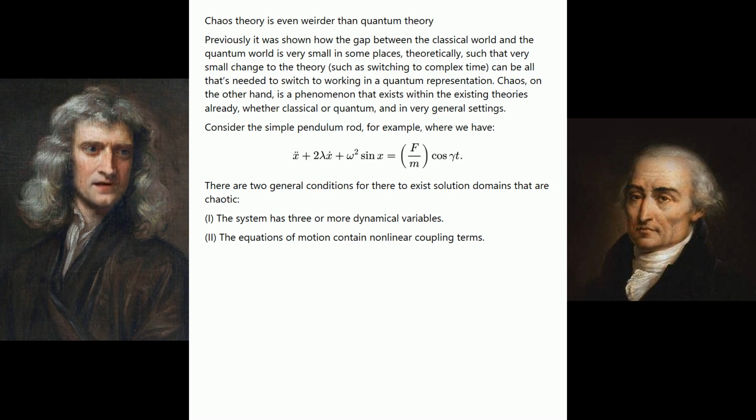Chaos, on the other hand, is a phenomenon that exists within the existing theories already, whether classical or quantum, and in very general settings. Consider the simple pendulum rod, for example, where we have, see the next equation. There are two general conditions for there to exist solution domains that are chaotic. 1. The system has 3 or more dynamical variables. 2. The equations of motion contain nonlinear coupling terms.